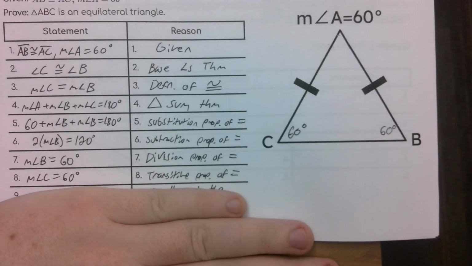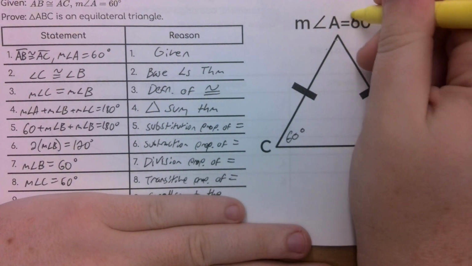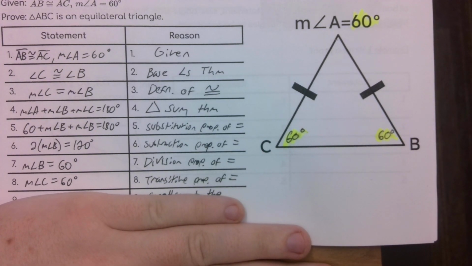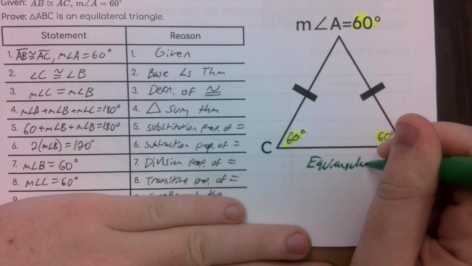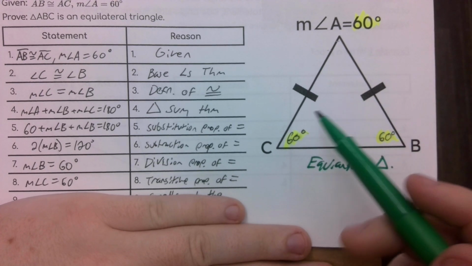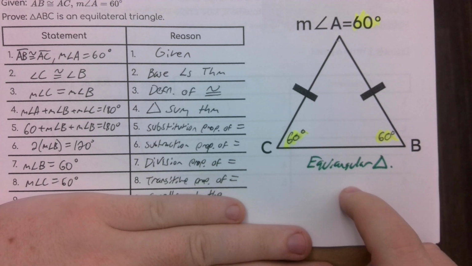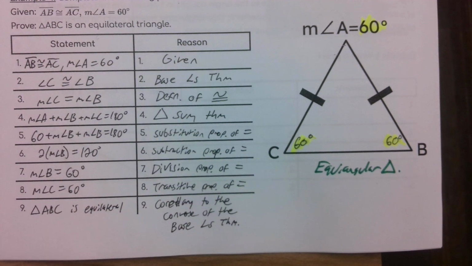Now, this next step is a bit of a jump, but what do we have? We have a triangle where all three of the angles are congruent. That's an equiangular triangle. So what we've shown in steps 1 through 8 is this is an equiangular triangle. We know from our postulates and theorems before that if a triangle is equiangular, then it's equilateral. And that's what we're trying to prove. ABC is equilateral because of the corollary to the converse of the base angles theorem.